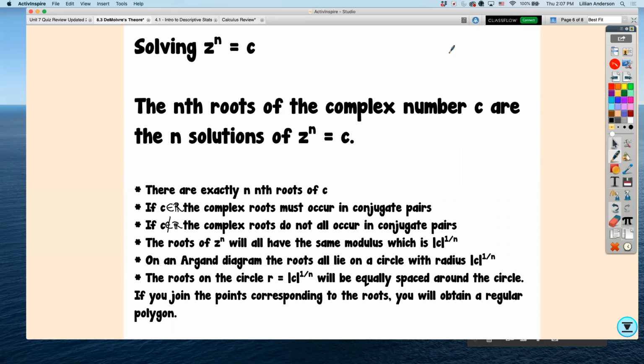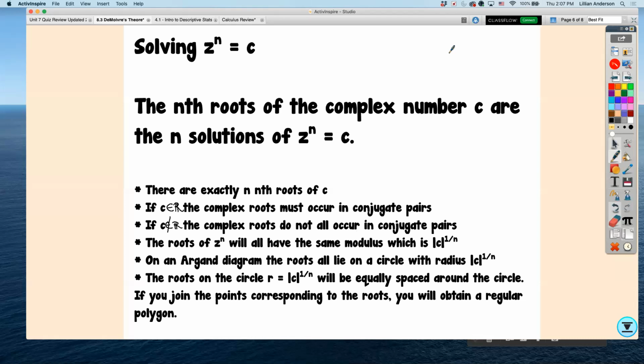If C is real, then the complex roots must occur in conjugate pairs. In other words, whatever complex number you end up getting, its conjugate will also be a root. If C is not real, then the complex roots do not occur in conjugate pairs, meaning the conjugate might not be a root as well. The roots of z to the n will all have the same modulus, which is the modulus of that complex number raised to the 1 over n power.